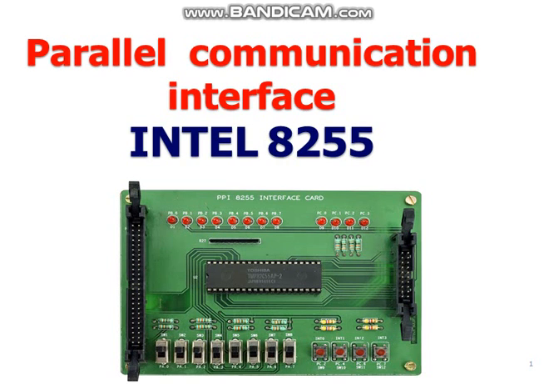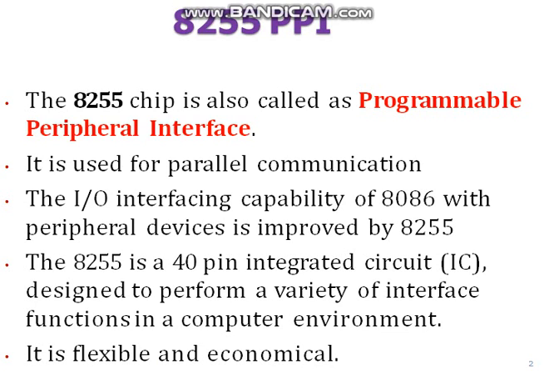This Intel 8255 is called the programmable peripheral interface. The name of it is programmable peripheral interface. It is used for parallel communication. You know that communication is done by two methods: one is serial, the other one is parallel. In parallel, many data are sent parallelly. Here the 8255 helps you to send your data parallelly to the input-output device.